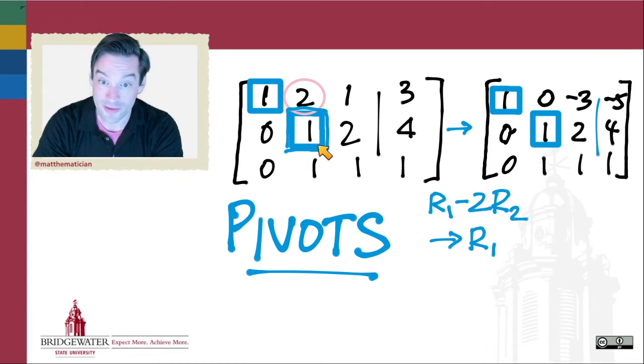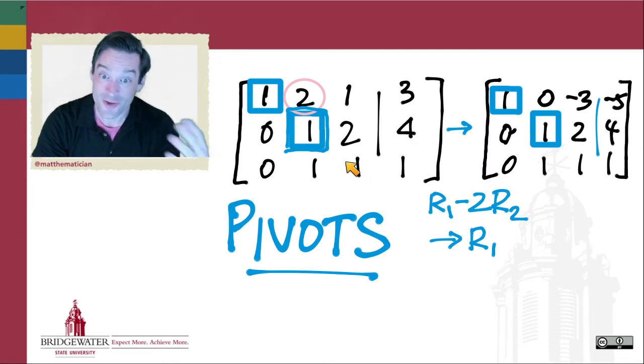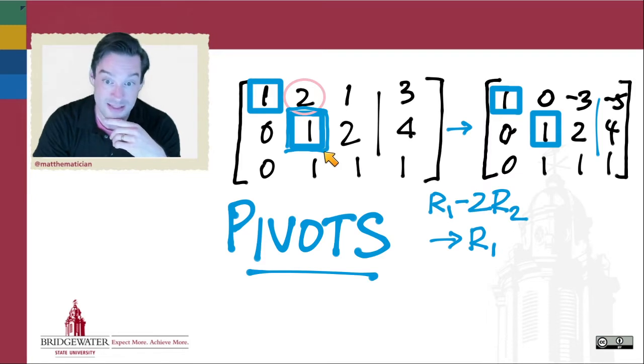But this one can't be a pivot because it's not to the right of the pivots that are above it. And this one can't be a pivot because it's not the first non-zero term on its row. So I can't put a box around either of these unless I'm somehow able to, let's say, cancel out this one. If I can cancel out this one, then maybe there'll be a 1 here, or maybe I can get there to be a 1 here that I can make into a pivot.